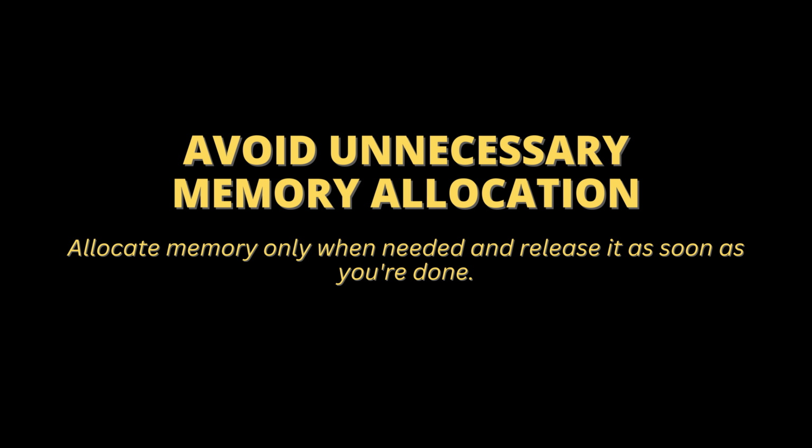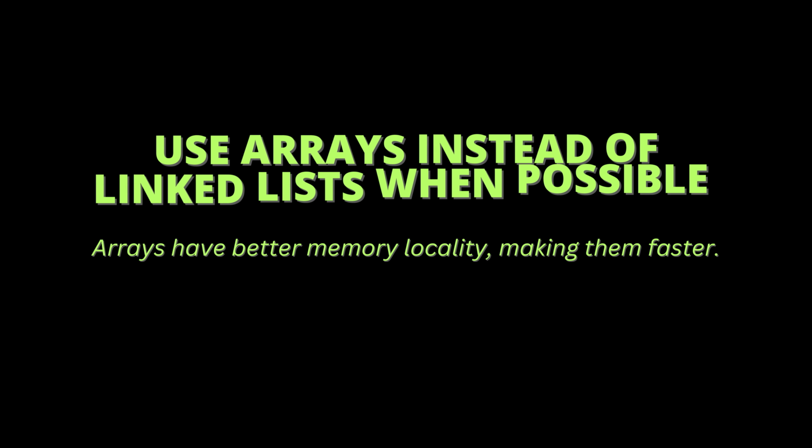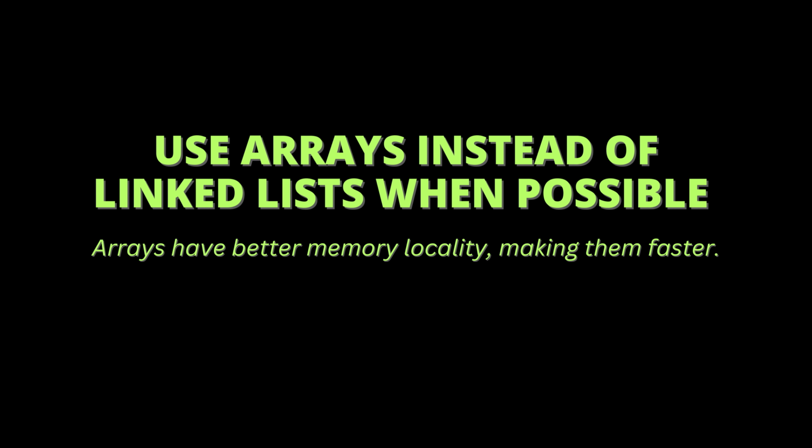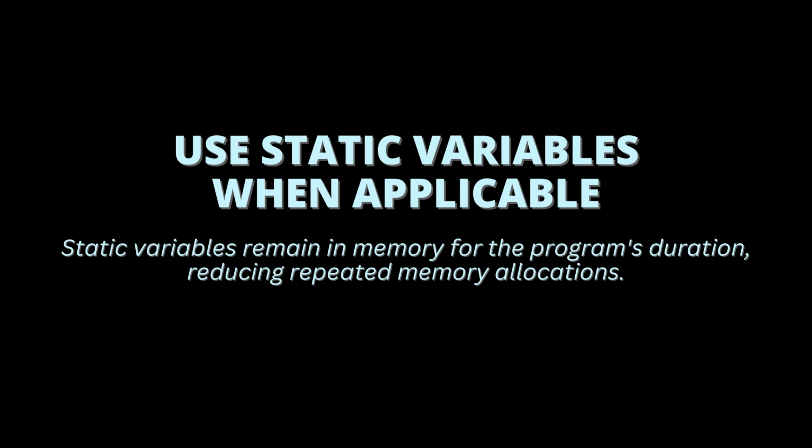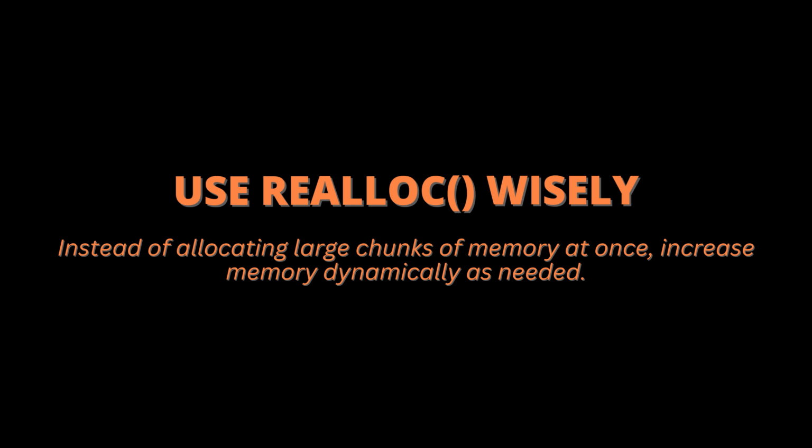2. Avoid unnecessary memory allocation. Allocate memory only when needed and release it as soon as you're done. 3. Use arrays instead of linked lists when possible. Arrays have better memory locality, making them faster. 4. Use static variables when applicable. Static variables remain in memory for the program's duration, reducing repeated memory allocations. 5. Use realloc wisely. Instead of allocating large chunks of memory at once, increase memory dynamically as needed.